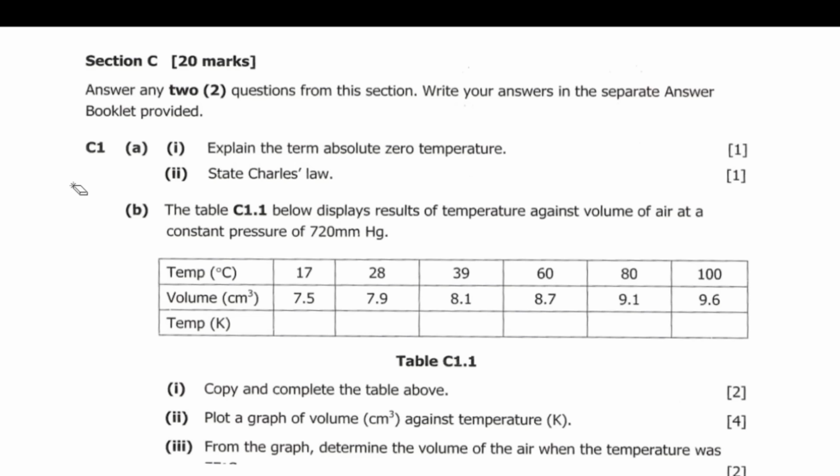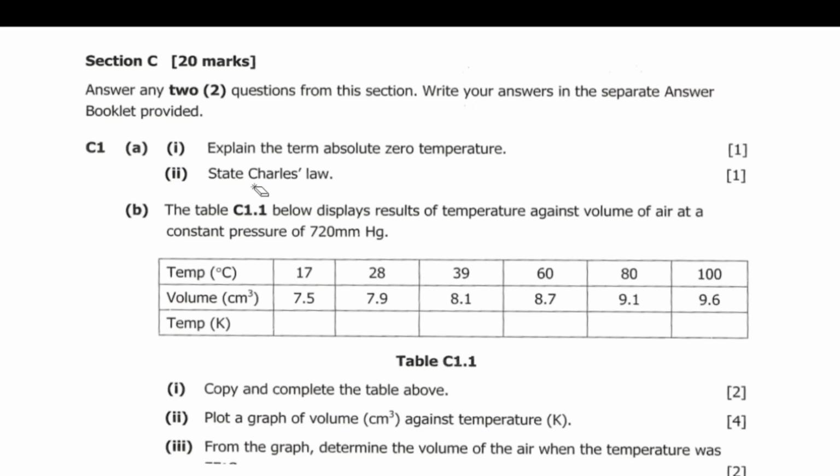So, I said Charles' law deals with the initials which I gave you: beautiful, cute girls of 10 provinces. So if you say Charles' law is for cute, then 10p, so it is at constant pressure. Charles' law states that for a fixed mass of a gas at constant pressure, volume is directly proportional to temperature.